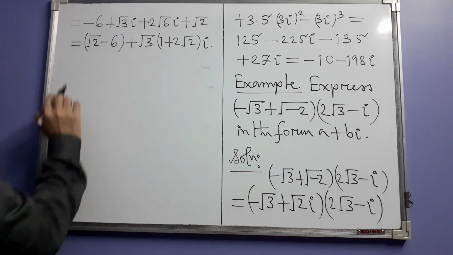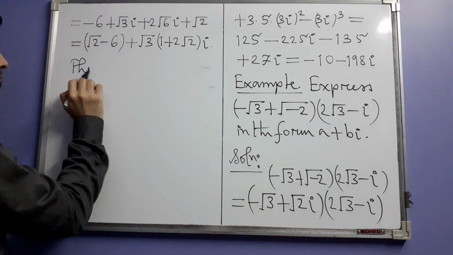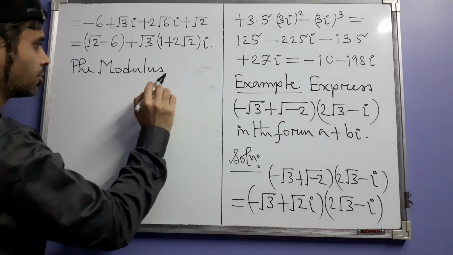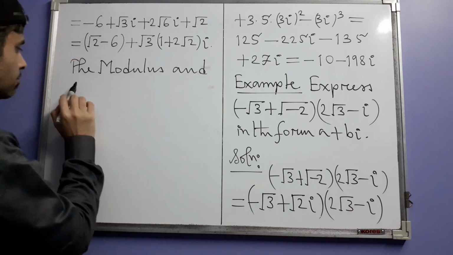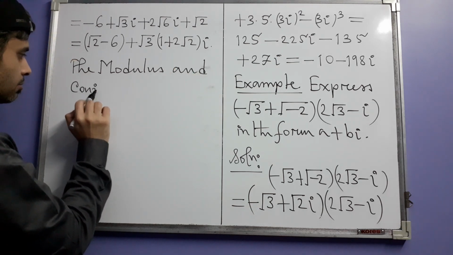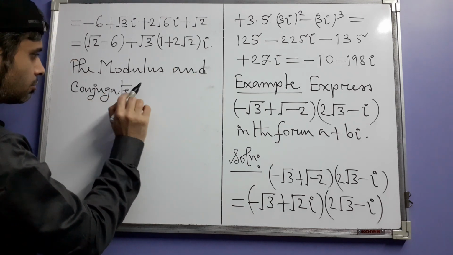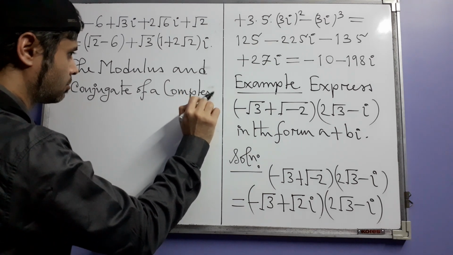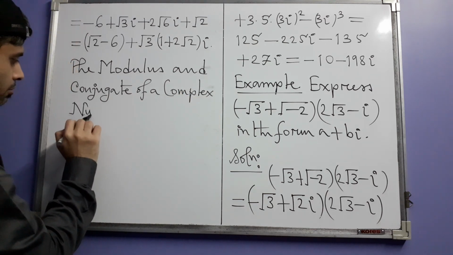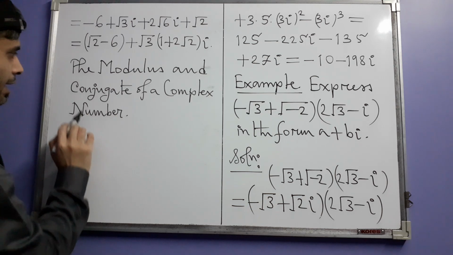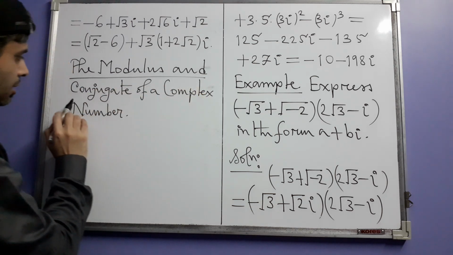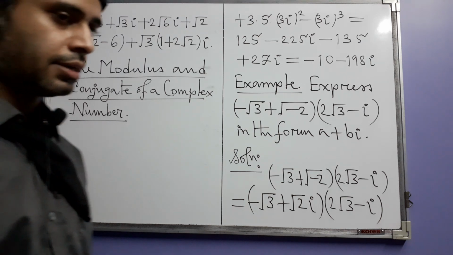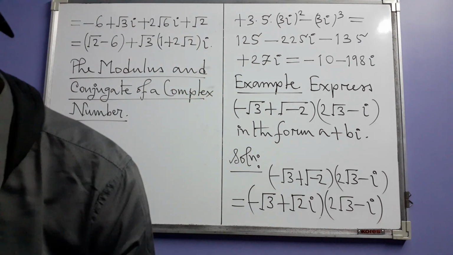Okay. Next, the modulus and conjugate of a complex number. Associated with each complex number is something called its modulus, and again another thing called its conjugate.